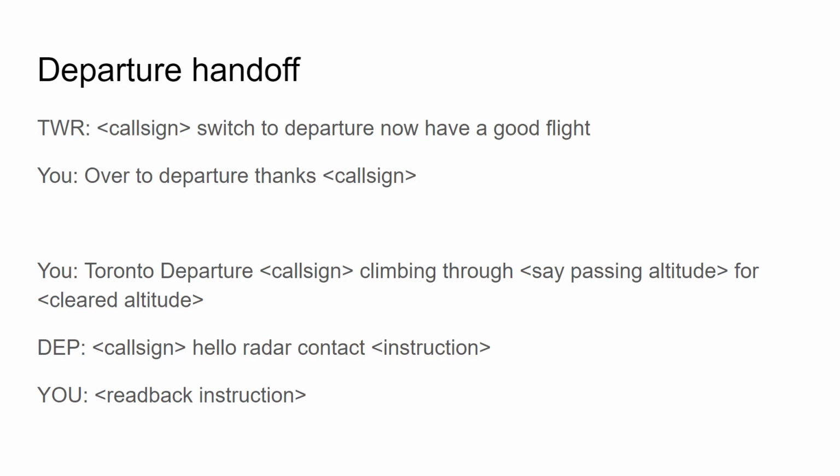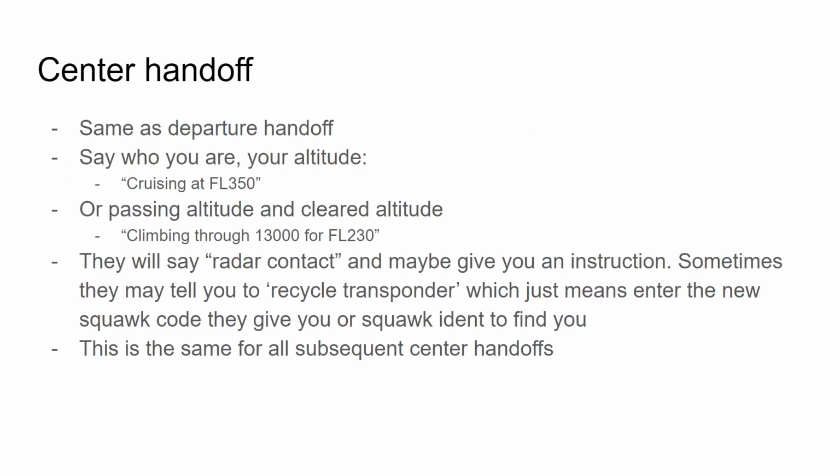Cool. And from here on out, it's pretty easy until you get to your descent, because you're only going to be contacting ATC, I don't know, 2 or 3 more times, depending on the amount of airspace that you'll fly over. When they hand you over to center, it's pretty much the same. You say who you are and your altitude, and if you're not at cruise altitude yet, you'll say you're passing an altitude with your cleared altitude.